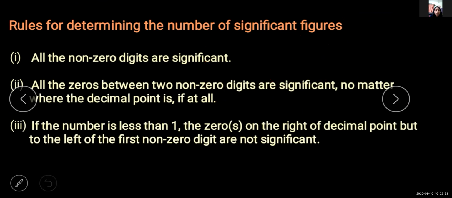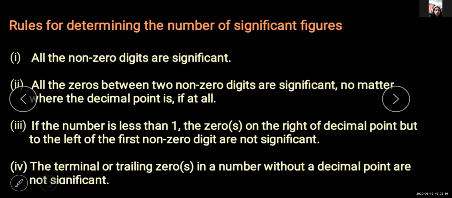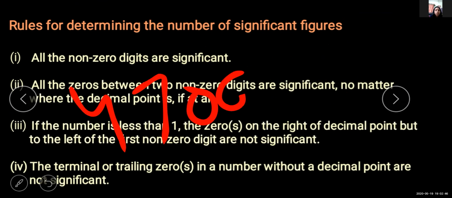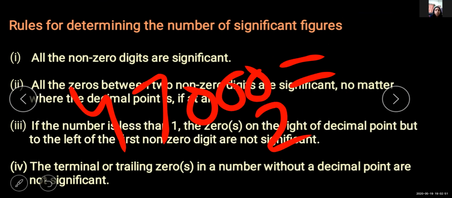The next point is that terminal or trailing zeros in a number without a decimal point are not significant. If we write a number 47000, here we have two significant digits. Terminal zeros without the decimal point are not significant. I hope this is clear to you.